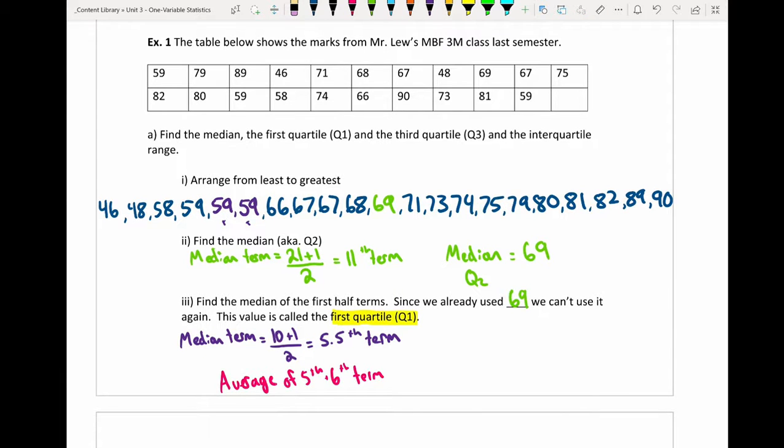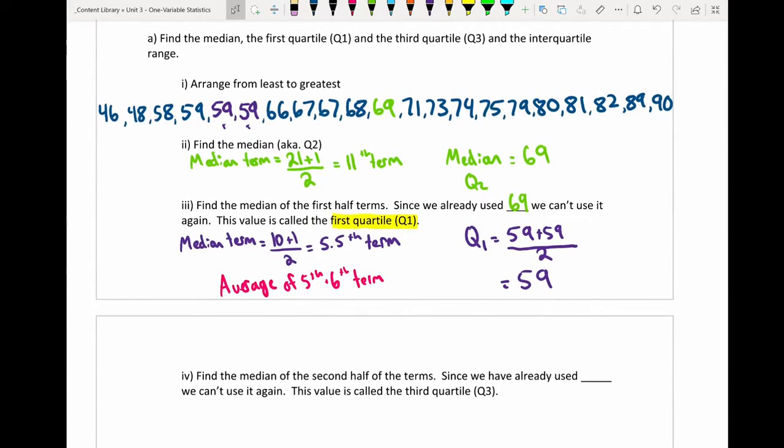So to find out what the average is, or what the Q1 is, I have to add those two numbers up. So 59 plus 59 divided by 2 equals 59. So again, it doesn't really change. The middle between those two numbers would just be 59.